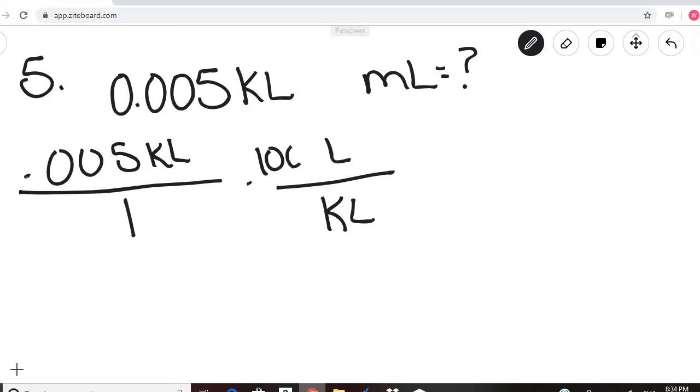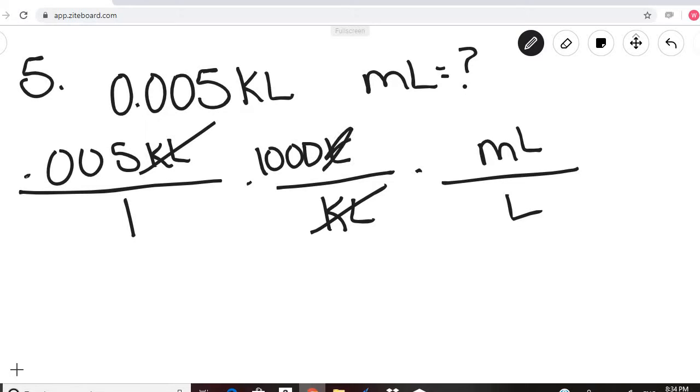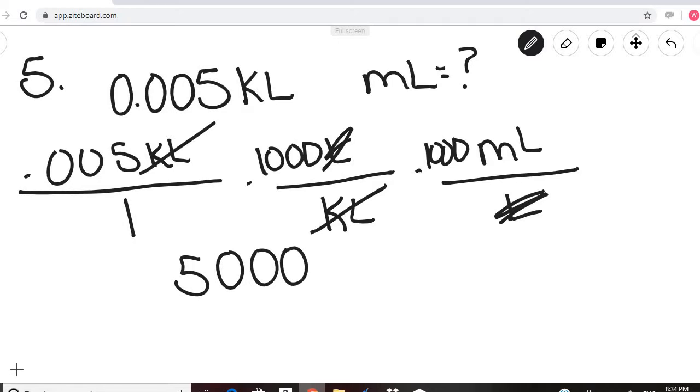We know there are 1,000 liters in a kiloliter, so that gets rid of the kiloliters. Now we have liters and we need to get to milliliters, so milliliters is going to go on the top, and the liters will go on the bottom, so that the liters now cancel, and there are 1,000 milliliters per liter. So 0.005 times 1,000 times 1,000 will give us 5,000 milliliters. One significant figure here, one significant figure in our answer.